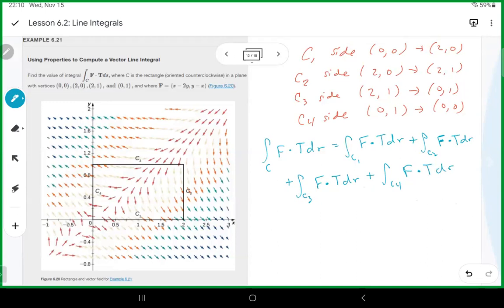We want to compute each of the four integrals on the right-hand side using equation 6.8 for all of them. Before doing this, we need a parametrization of each side of the rectangle. Here are the four parameters. So it's basically just trying to find a way to write this.